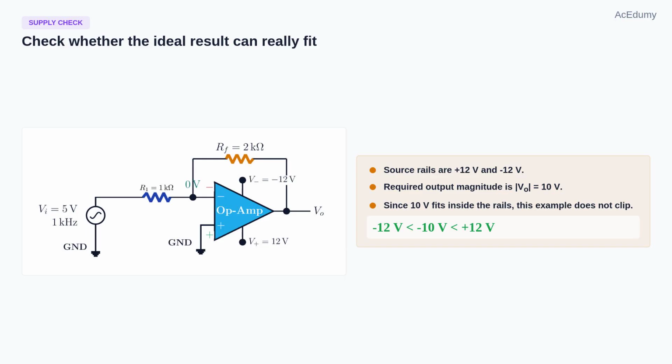Before we accept the answer, check the supply rails. The op-amp is powered from plus 12 volts and minus 12 volts. Our calculated output amplitude is 10 volts. 10 volts is inside the 12-volt limit, so the ideal result is possible here. If the calculation had asked for, say, 15 volts, the real output would clip near the rail. In this example, negative 10 volts is safe.